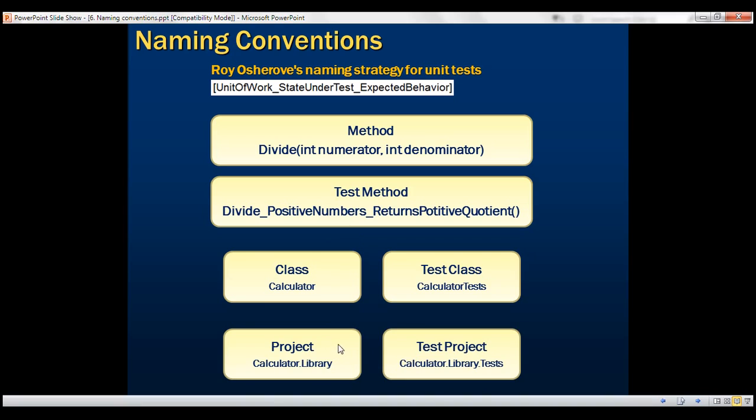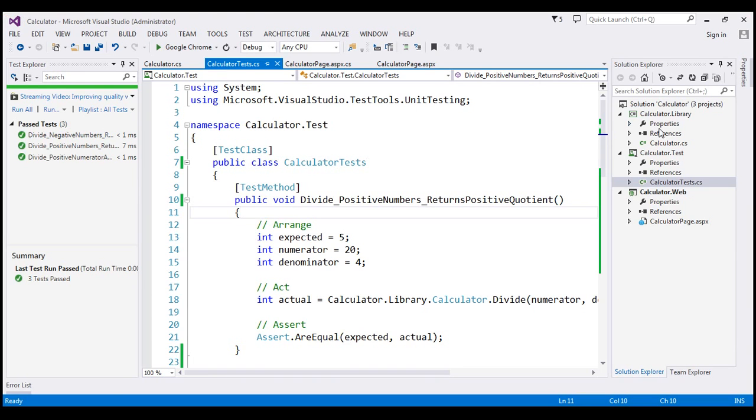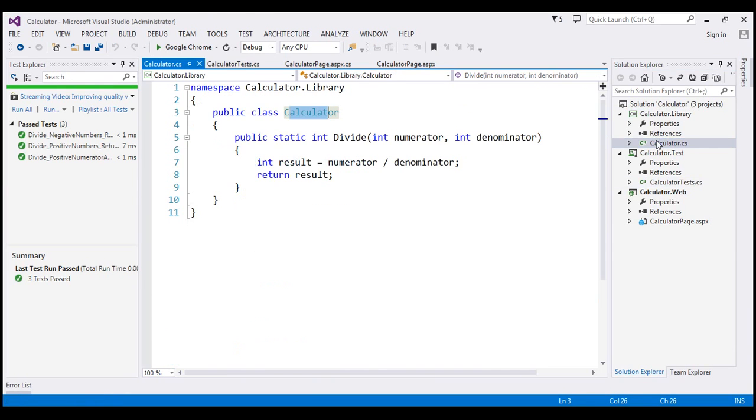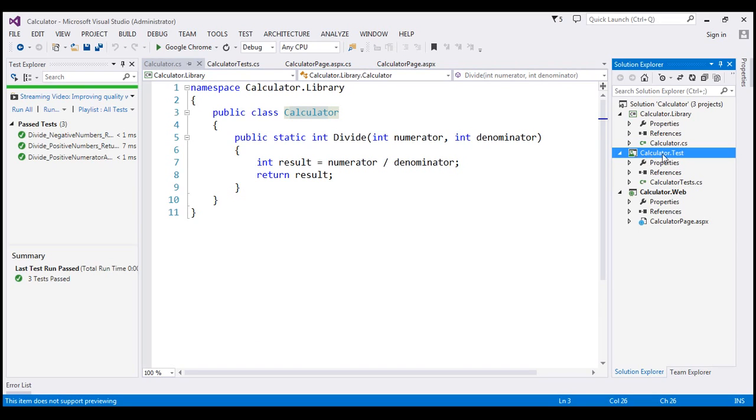Similar naming strategy for test projects. So if the project name is calculator.library, your test project will be calculator.library.tests. So look at the project right here. The project that contains our calculator class is calculator.library, but look at the unit test project name. I named it calculator.test. It would have been more meaningful if I had named it calculator.library.tests.